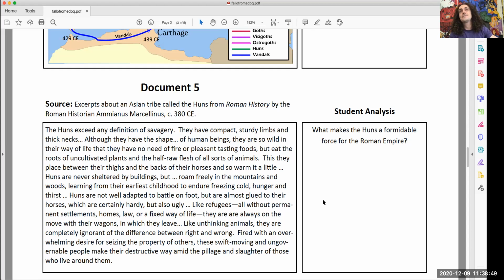You could say something along the lines of, he's making them seem animalistic or savage, but the reality is that Rome was so incompetent that their civilization could be destroyed by a group of nomadic people. So once again, this can tie into lack of leadership. You can tie it into the maps. There's lots of information that can be tied in here.